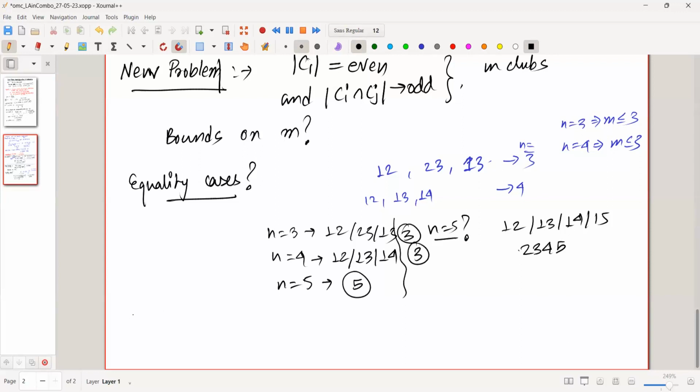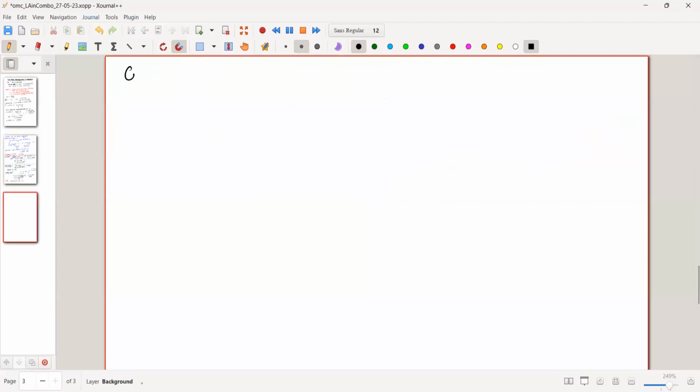So maybe let's do another case, n equals 6, to highlight what the bound should be. For n odd, we have n, and for n even, we have n minus 1. For n equals 6, again, we can do something like {1,2}, {1,3}, {1,4}, {1,5}, and {1,6}. That's 5 sets. I'll write the construction on the next page.